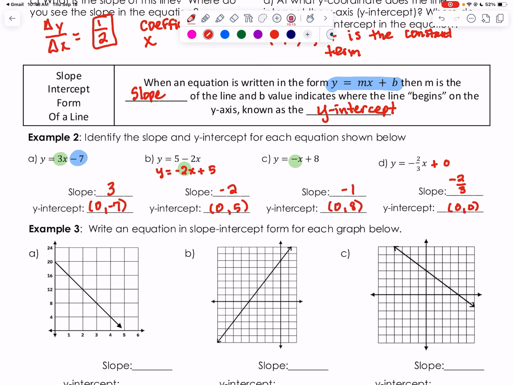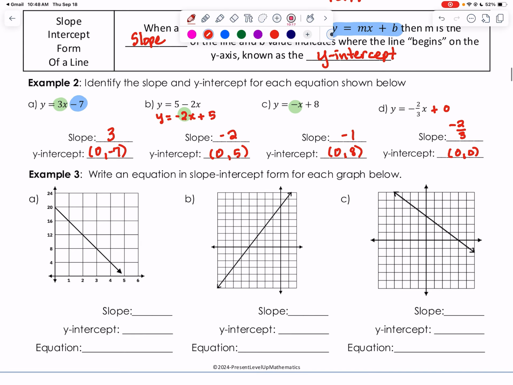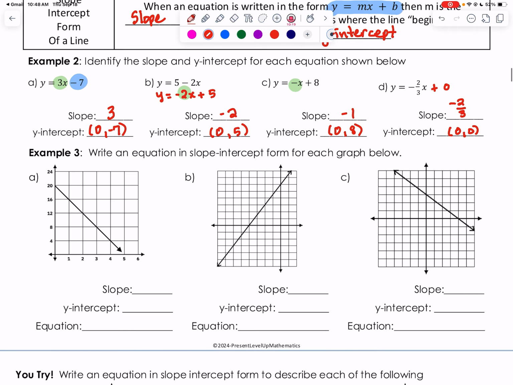All right, now in example 3, this time I'm going to give you a graph, and you're going to identify the slope and the y-intercept in the equation. So remember, the equation form we're using is y equals mx plus b. So to write the equation for a line, we need to know what the slope is and what the y-intercept is. Now let's start with the slope.